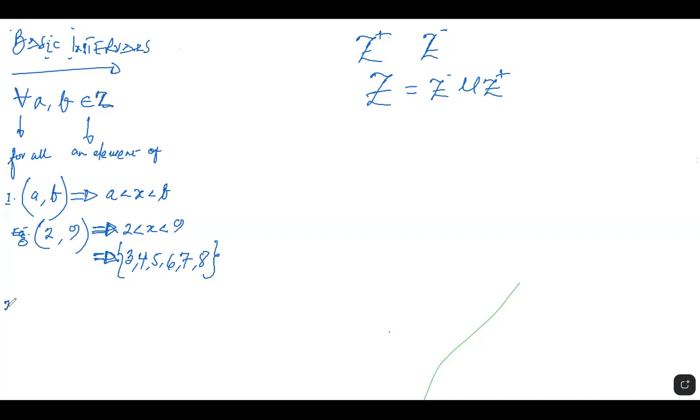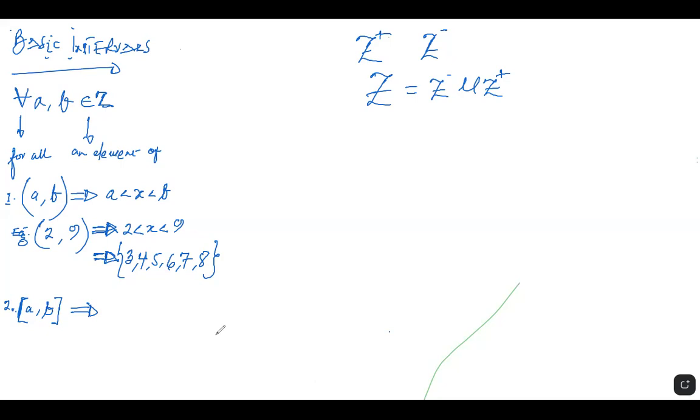Number two, I could also have a closed interval. This is also parenthesis, but I'm using block parenthesis. What does this mean? This means that I am interested in values from A to B. Keep in mind, the first interval says between A and B. This one is from A to B, meaning that the endpoints A and B are actually included in the interval.